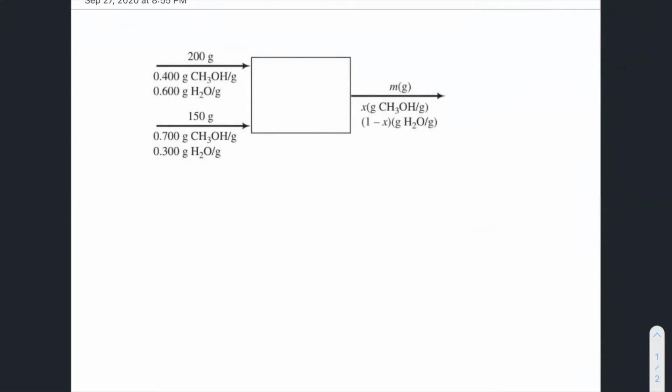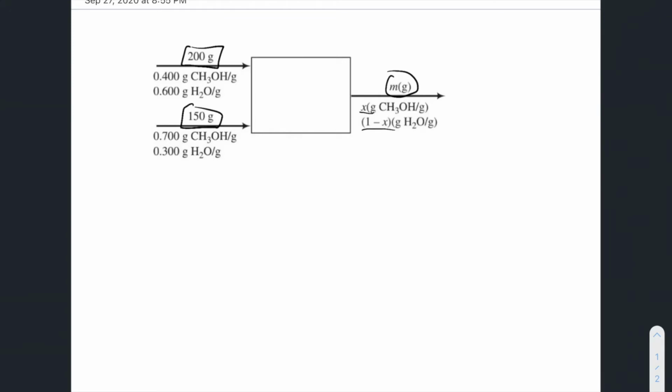Nice. So say you're a chemical engineer working in some plant, right? And you're given this problem to solve. They tell you 200 grams of one mixture is combined with 150 grams of another mixture to give you some total mass of a mixture that comes out with compositions of the elements in that mixture.